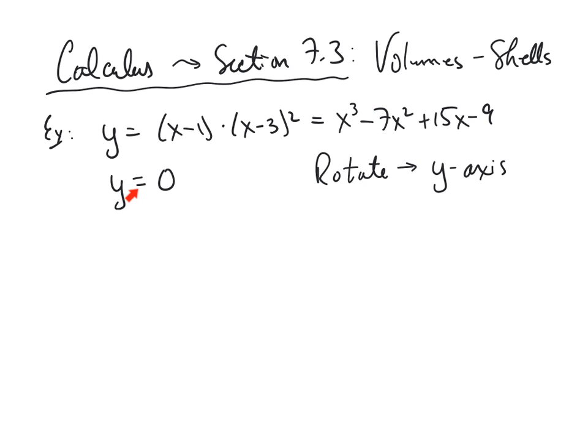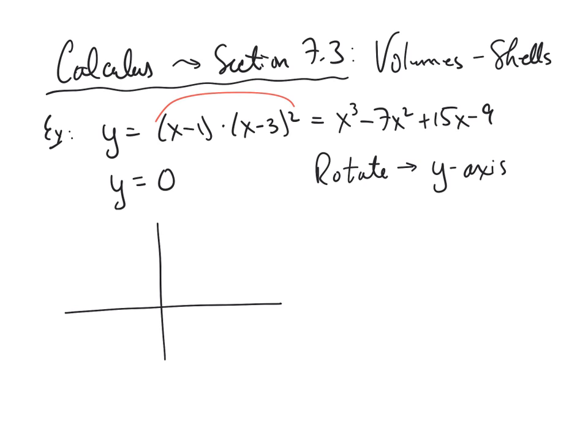Then we just simply have y equals 0, which is just a horizontal line, easy peasy. And then we have our axis of rotation. Okay, so let's start by drawing a picture. Again, let me highlight it in red. I'm going to use this first version to draw the curve.